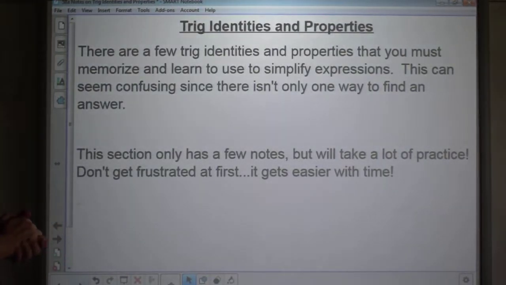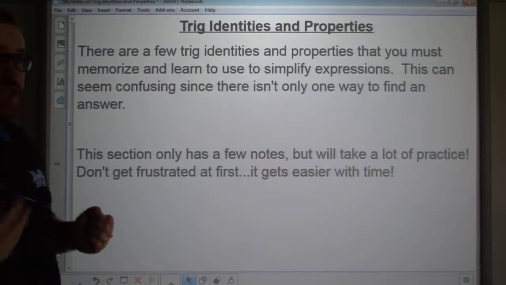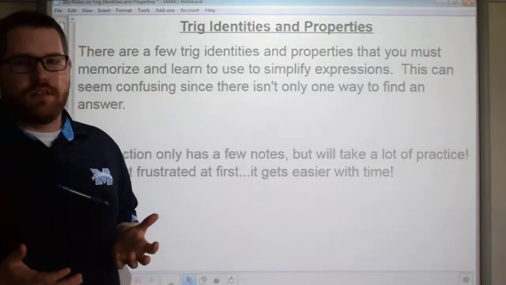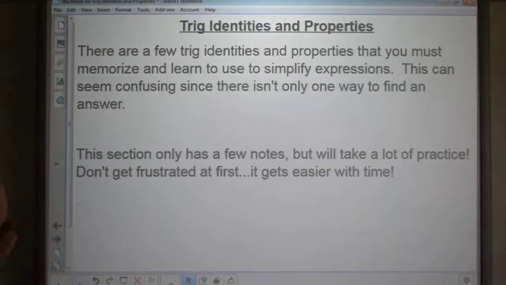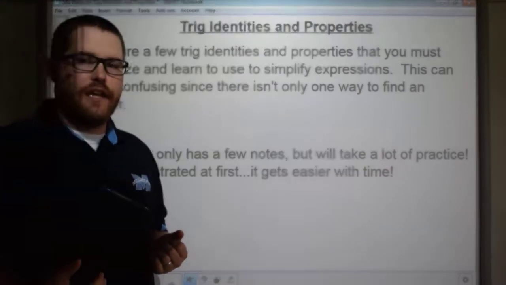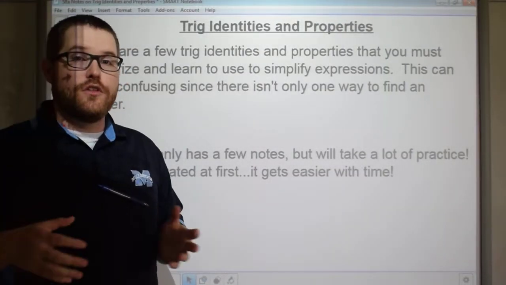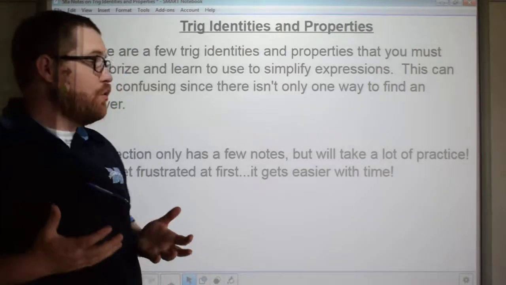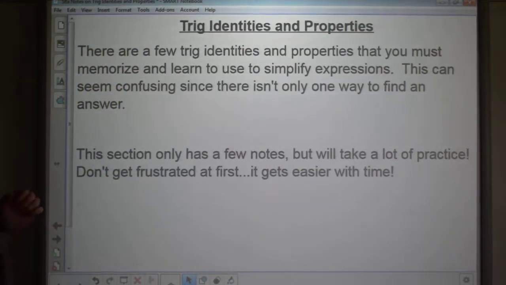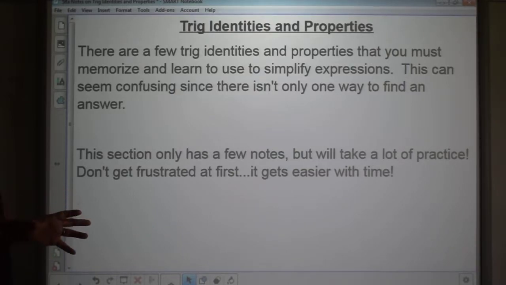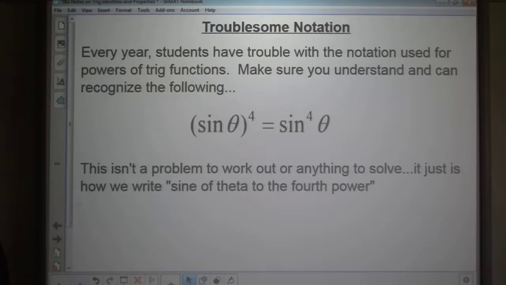There are a few trig identities and properties you must memorize, and we're going to use those to simplify expressions. They seem confusing because there's not one way to simplify these answers down. There's multiple ways you can do it. You can do the problem in any order you want, but if you know the properties, you'll get the same answer. It's going to seem frustrating at first because there's no one way to do the problem, but it gets easier with time.